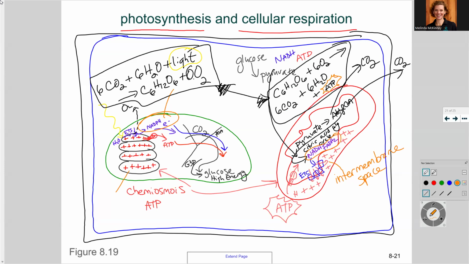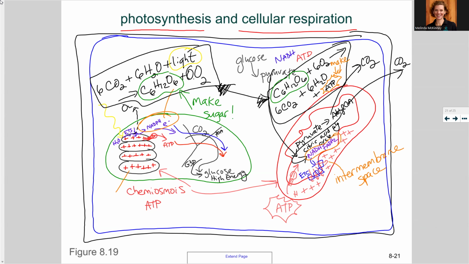So the purpose of cellular respiration is to make ATP, right? The purpose of photosynthesis is to make sugar, okay? That is the purpose. So we're capturing light energy, making sugar, to store that chemical energy. And then the purpose of cellular respiration is to take that sugar and make ATP out of it, right? So to make ATP. All right. Hopefully that's not too messy. I tried to do it fast. That is the comparison between photosynthesis and cellular respiration.